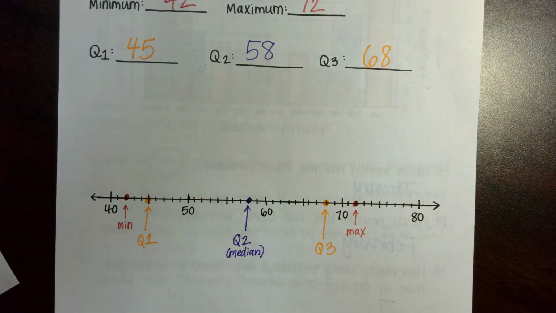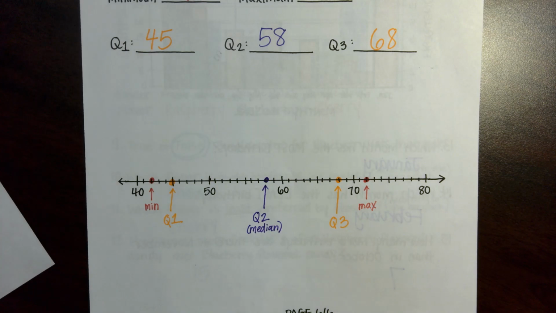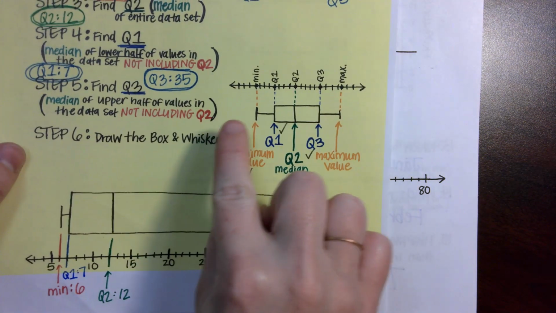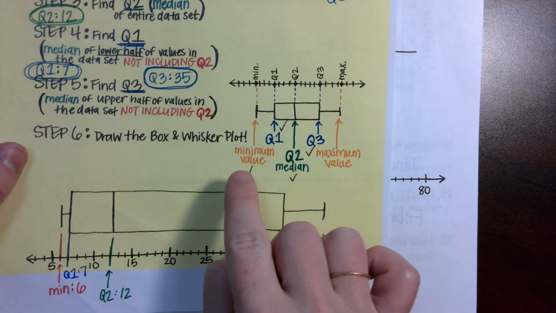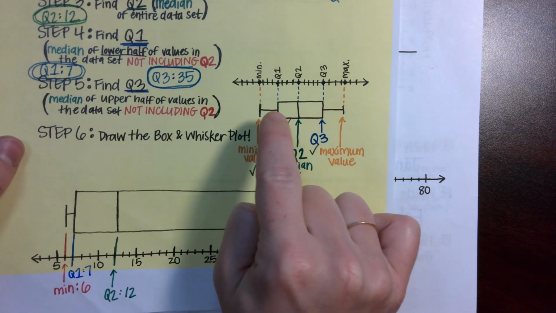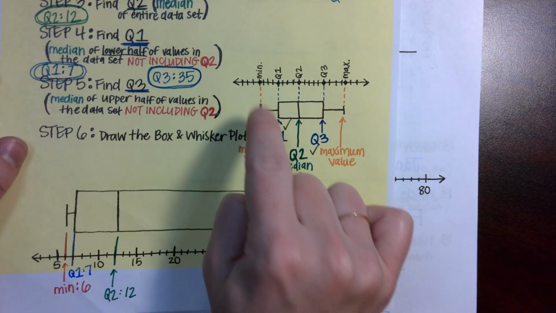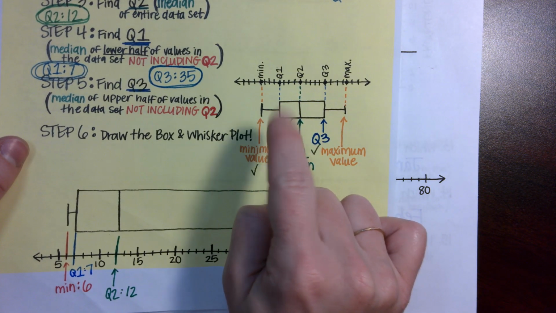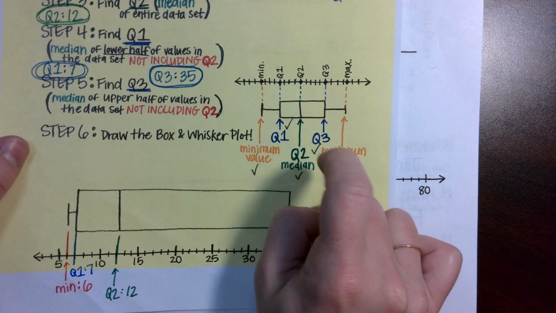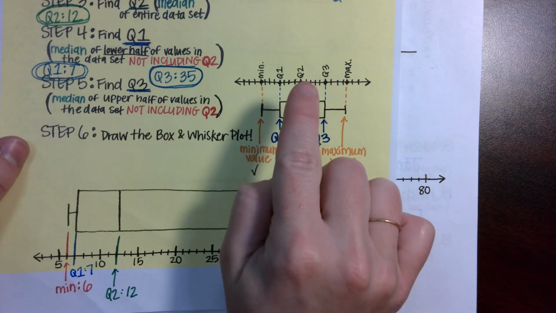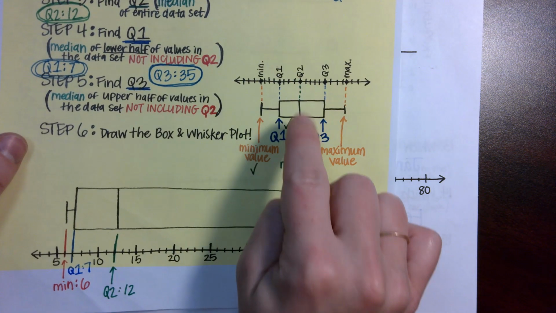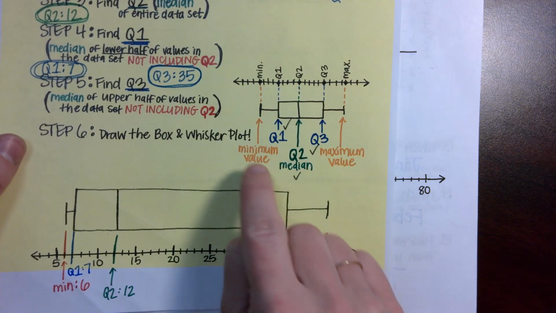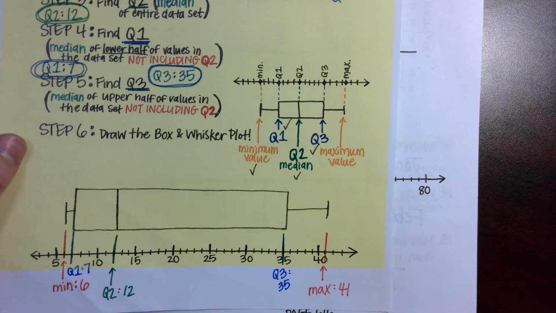There we go. So now that we have our points plotted, all we have to do is make the drawing of the box and whisker plot just like this. You're going to want your whisker to line up with your minimum. Your edge of the box is going to line up with Q1 and Q3. Those are your two edges. Q2 is just a line that we use to separate the box in the middle. And your other whisker is going to line up with the max.